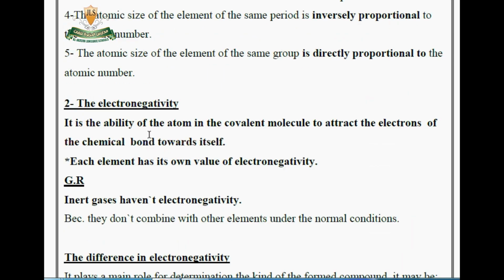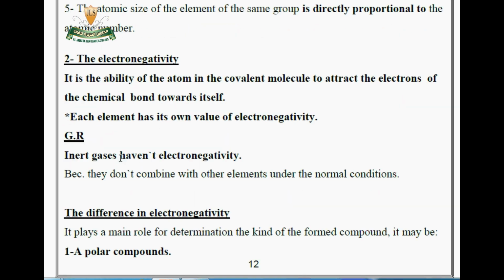Let's go to the second property, the electronegativity. What is the definition of electronegativity? It is the ability of the atom in the covalent molecule to attract the electrons of the chemical bond towards itself. Each element has its own value of electronegativity. Give reason: inert gases haven't electronegativity. Why? Because they don't combine with other elements under normal conditions.